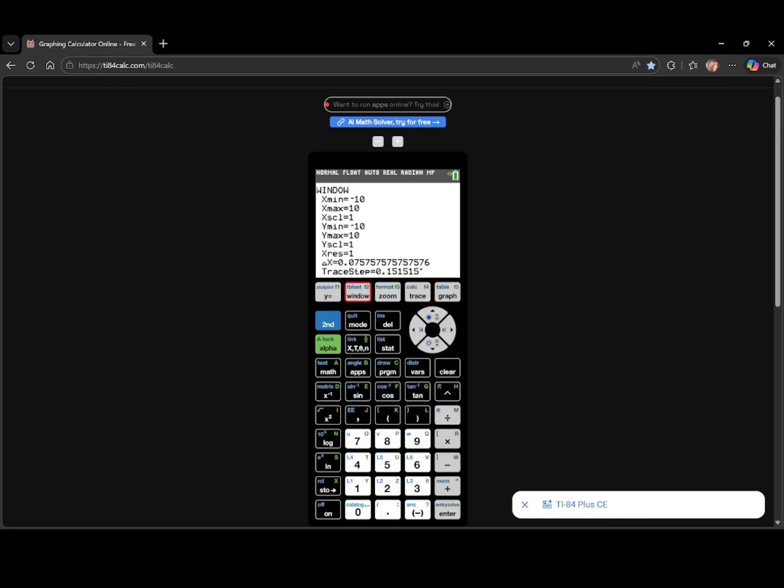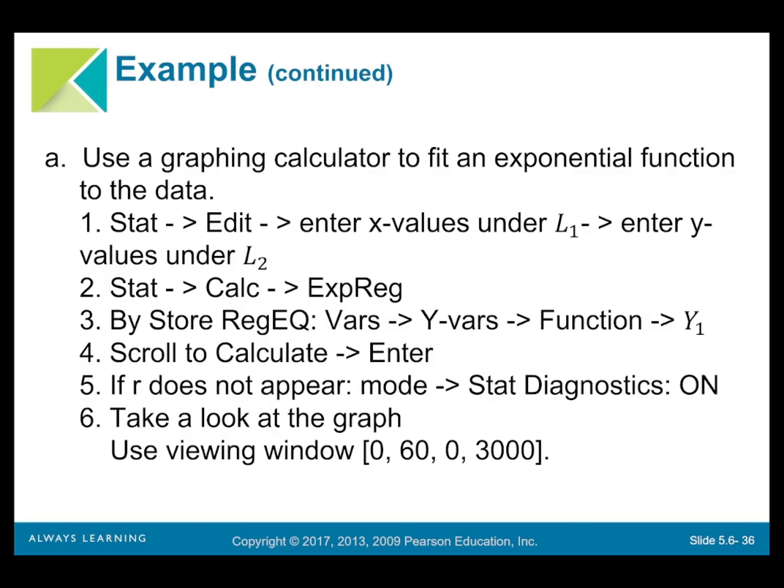So we can't see anything on our graph yet because we need to set our window. Let's set it from 0 to 60, maybe counting by 5, and then 0 to 3,000, counting by 500. And when we look at that, now we can see our exponential curve. So that's what we were looking for. We are actually able to graph a curve that's very close to our points. So now all of those steps are written down here in these slides. Again, just make sure that your stat diagnostics is on, and we saw it in the viewing window.